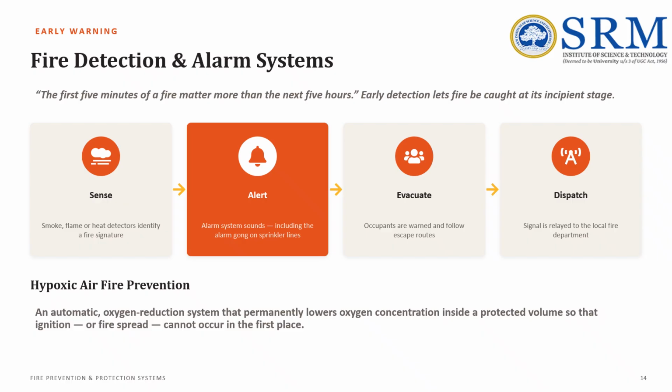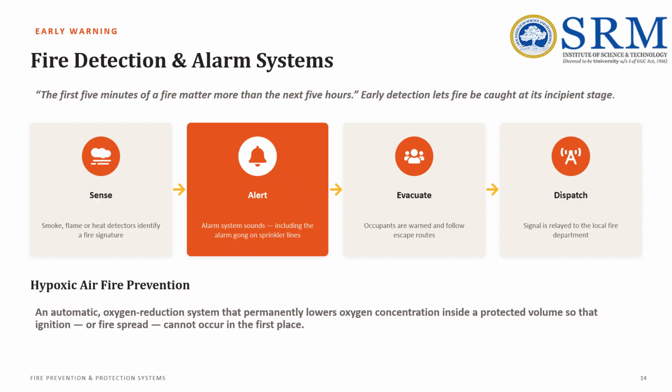Early fire detection is critical because the first few minutes determine whether a fire can be controlled. Fire detection systems include smoke detectors, heat detectors, and flame detectors. When a detector senses a fire, it sends a signal to the fire alarm control panel. The alarm immediately warns occupants to evacuate safely. At the same time, the system may automatically activate sprinklers or notify the local fire department.